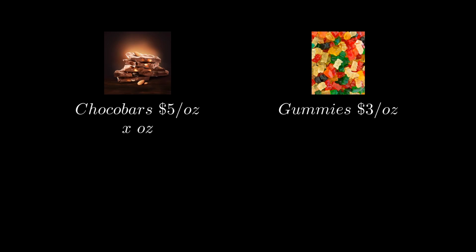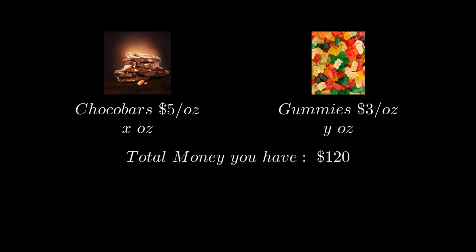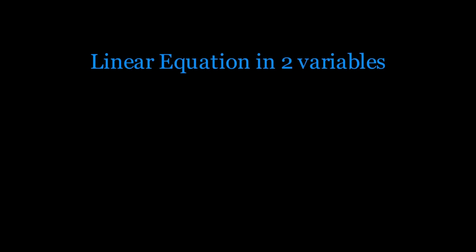If we let x be the number of ounces of chocolate bars and y be the number of ounces of gummies, we can set up the equation 5x plus 3y equals 120. This equation represents a linear equation in two variables. Every pair x, y that satisfies this equation is a valid way to spend your money on candies. Note that the highest exponent of the variables is 1.